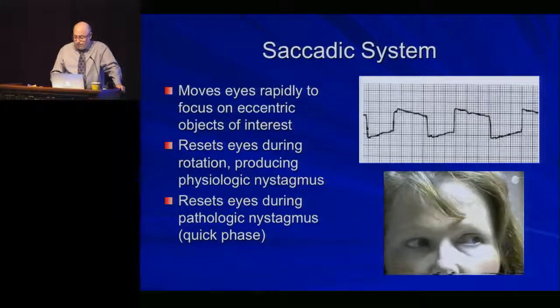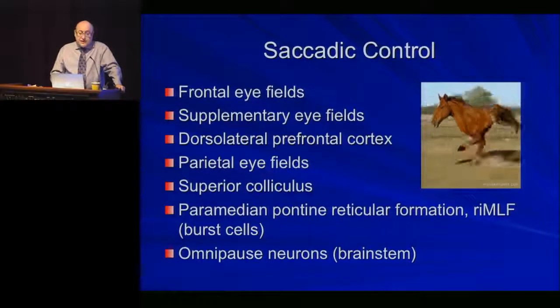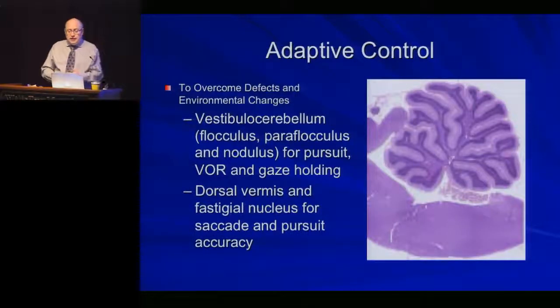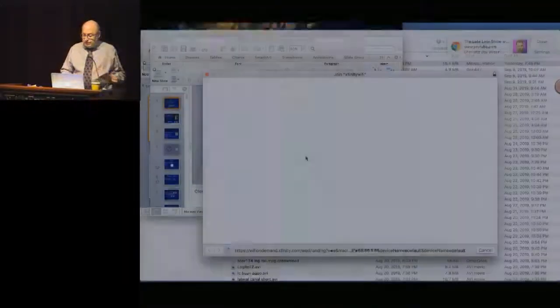And the control of saccades is many places in the brain, mainly the frontal eye fields. And for all these eye movements, whether they be slow or rapid, there's the adaptive control so that if there's a deficit in the system or if there's a change in the environment, the cerebellum, vestibular cerebellum, and others kick in.